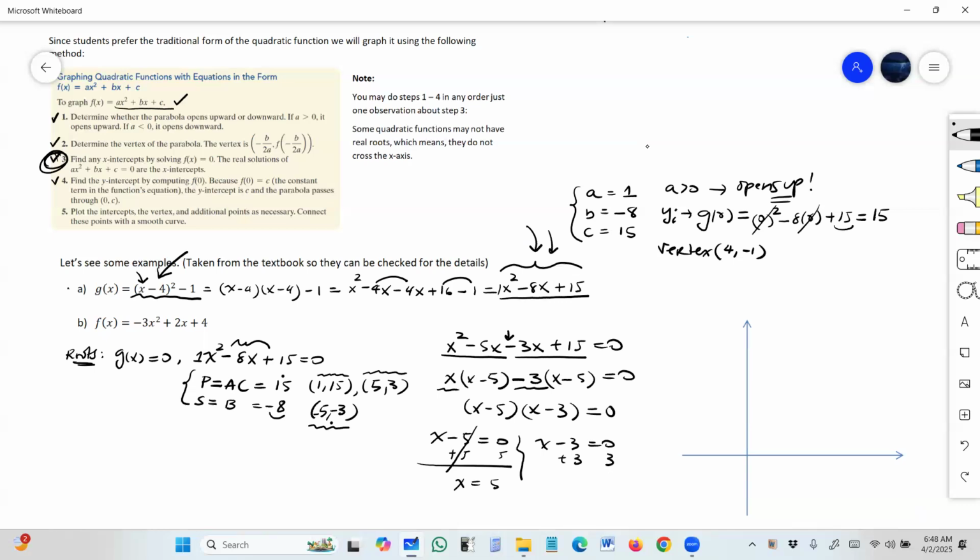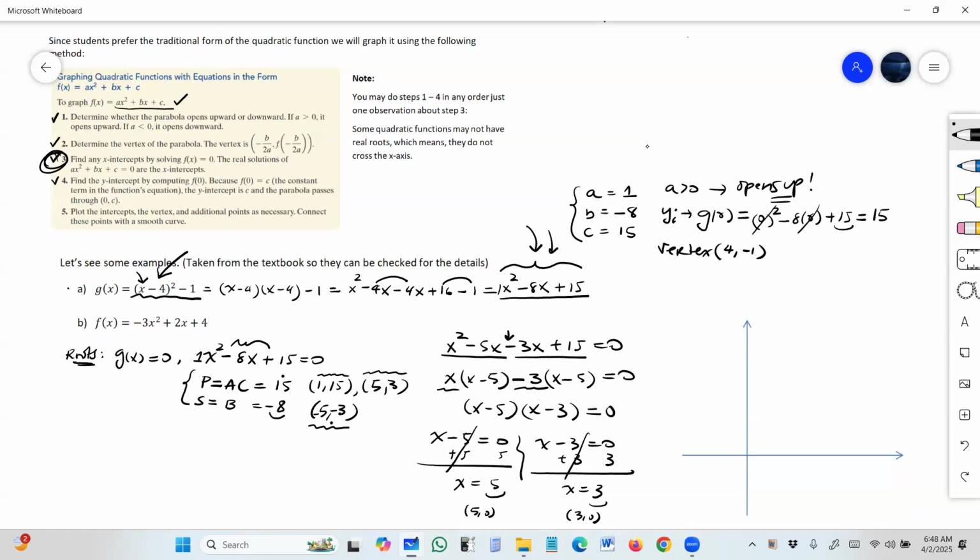Add 3 to both sides, and I get my roots. All right, so the roots have obviously y coordinate equal to 0. So this is one root, this is the other root. All right, so now I have everything to sketch the graph of my parabola.